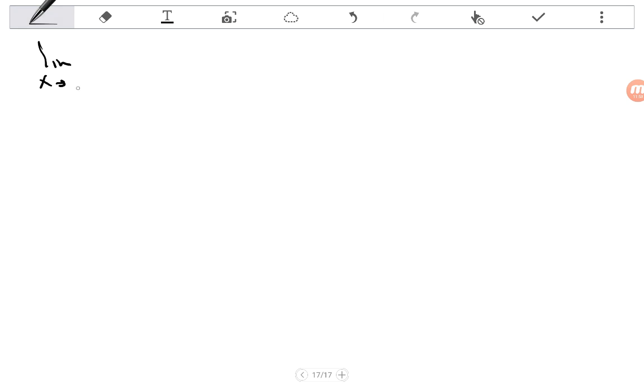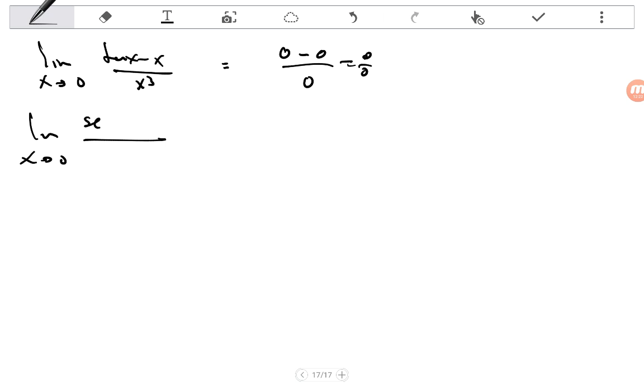Limit x approaching 0, tan x minus x over x cubed. Direct substitution: tan 0 is 0, minus 0, over 0. This is 0 over 0. I can apply L'Hopital's rule. Let's apply it. The derivative of tan x minus x is sec squared x minus 1, over 3x squared. Derivative of the numerator, derivative of the denominator. Now I substitute x equal to 0.